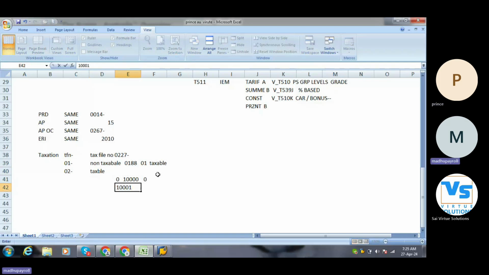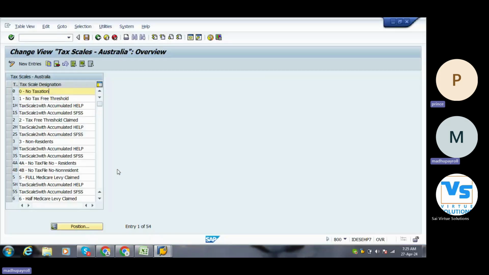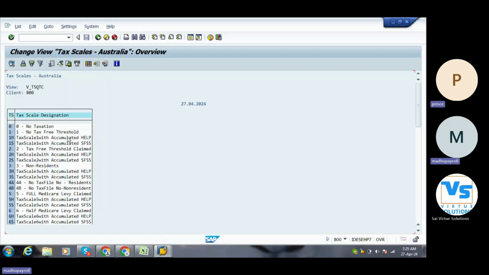10,001 to 25,000, 15 percent, whatever it is. Of course, there are exemptions also. If you take 02, that implies taxable. That we have to maintain in 0188. This is the tax. What is the table name? Because these table names are very, very important.